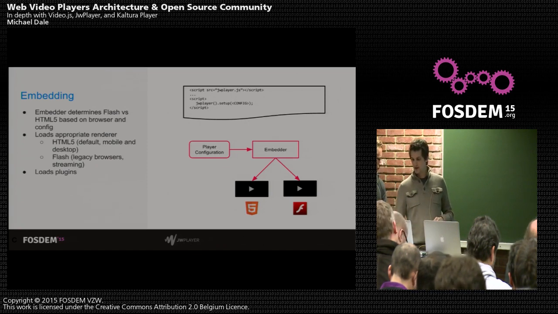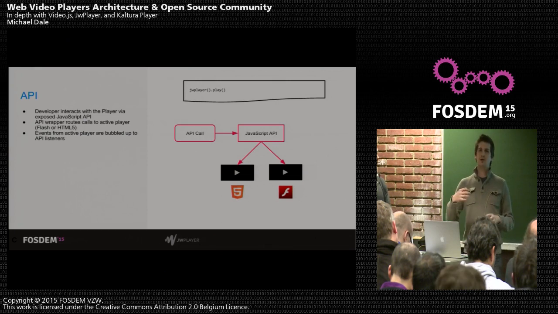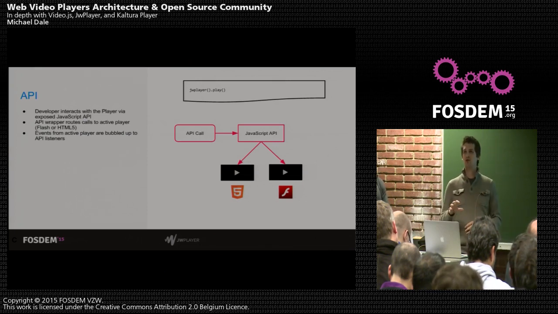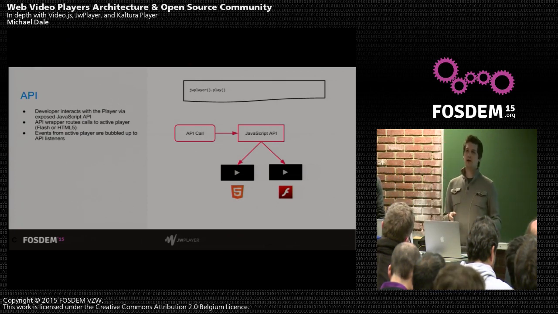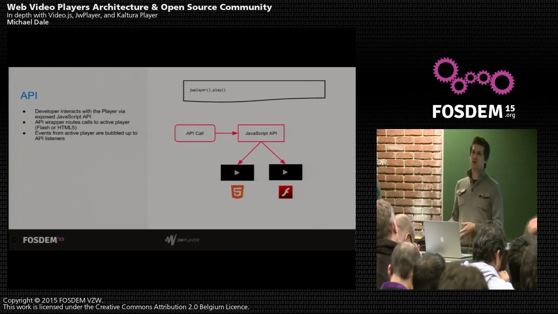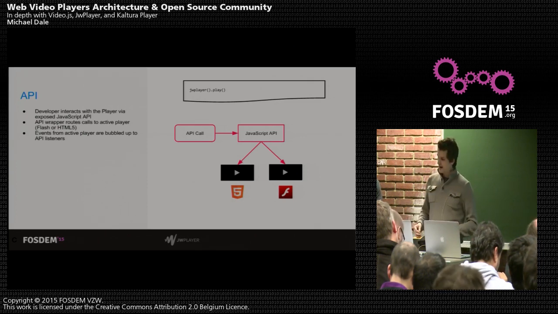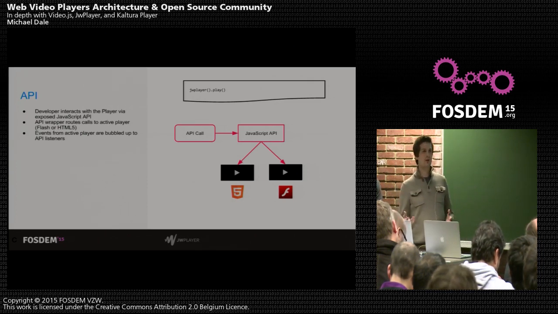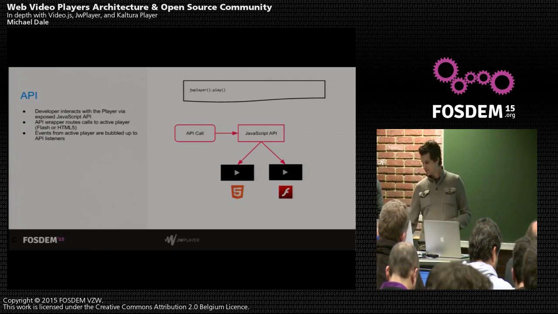At that point, the user will have access to a JavaScript API, which will then translate down into the lower level player. So there's one API that the user will need to interact with. From a developer's perspective, you don't have to care whether a user is viewing your content in Flash or in HTML5. It all behaves the same way from the API. Lower level events will bubble up from the media through the lower middle tier API to the public API.